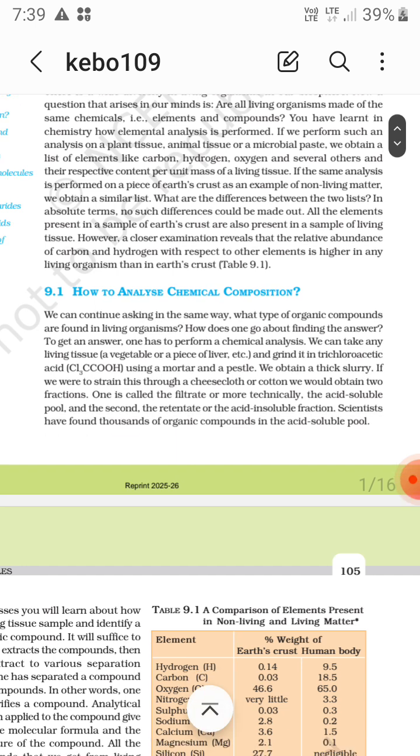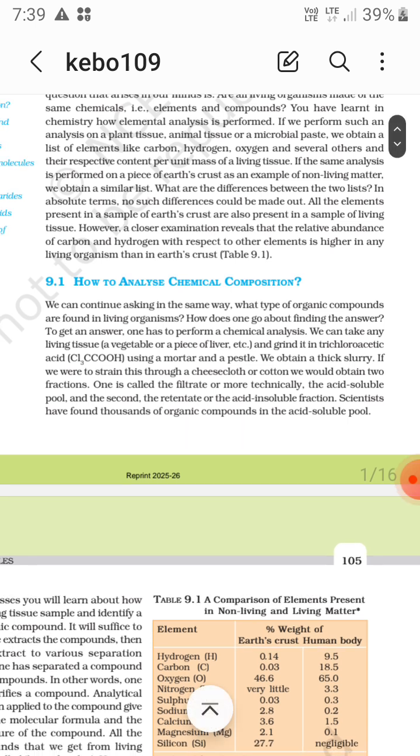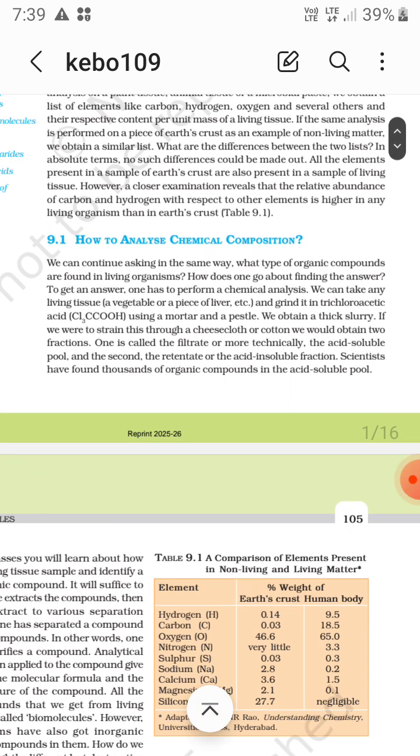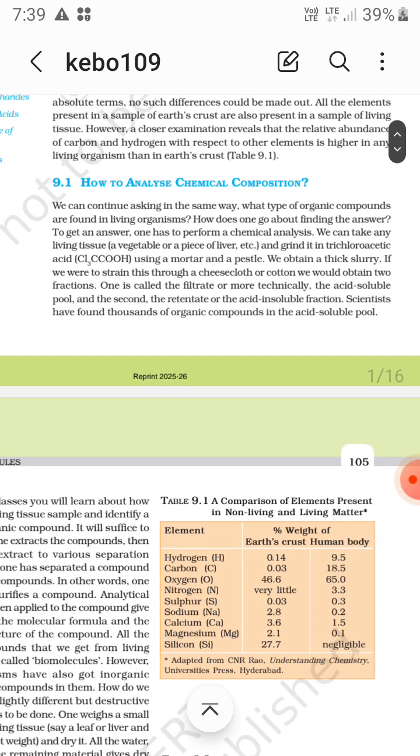However, a closer examination reveals that the relative abundance of carbon and hydrogen with respect to other elements is higher in any living organism than in the Earth's crust. Right? Now, how to analyze chemical composition?